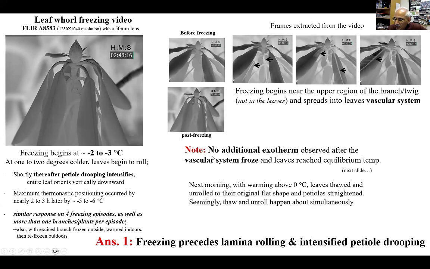So the main point of this slide is that there is no additional exotherm observed anywhere else other than the vascular system. Okay, right here, which is the midrib here and the side veins. That's where the ice forms, and no additional exotherm was observed anywhere else. So this basically answered our first question, that the freezing precedes laminar rolling and intensified petiole drooping. I say intensified petiole drooping because some petiole drooping is already present even when the freezing has not occurred. But it becomes much more intensified after the freezing process.